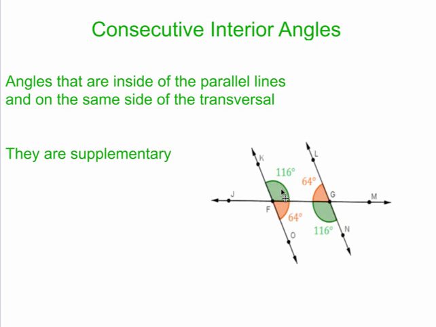So you can see in this picture, this angle is 116 degrees, this angle is 64. Add them together, you get 180 degrees. These are the only pair of angles that we're going to talk about that have this property that they're supplementary. So instead of being equal, they add to 180 degrees.